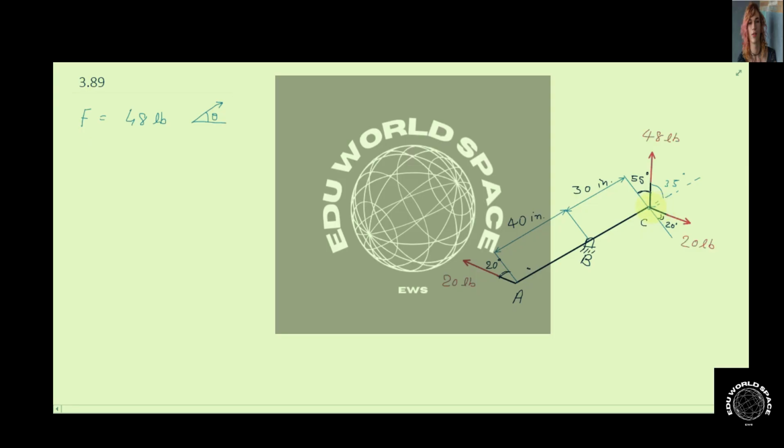And if we draw a horizontal line from point C, in the problem it is given that this is making an angle 30 degree. This is mentioned in the problem. So this angle will also be 30 degree. So the 48 pound force is making a total angle 65 degree with horizontal. So theta here comes out to be 65 degree. So this was the equivalent force acting at point B.